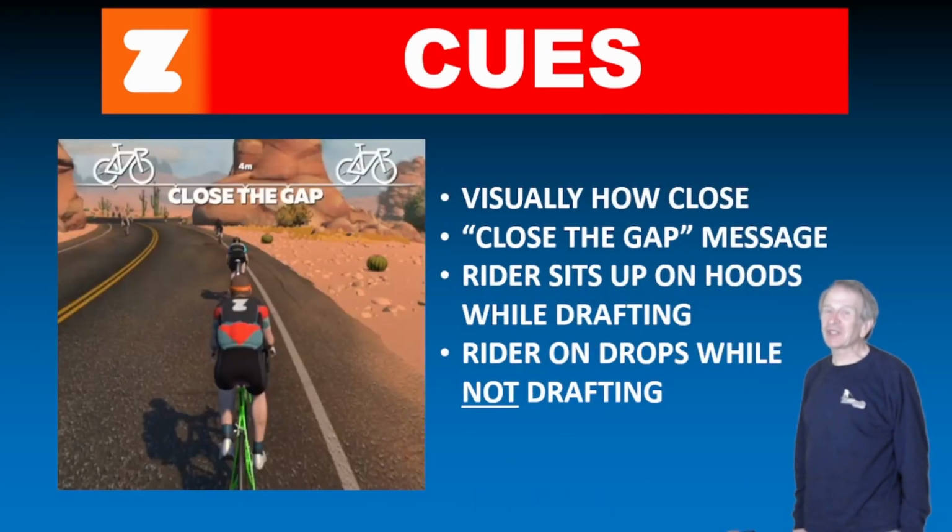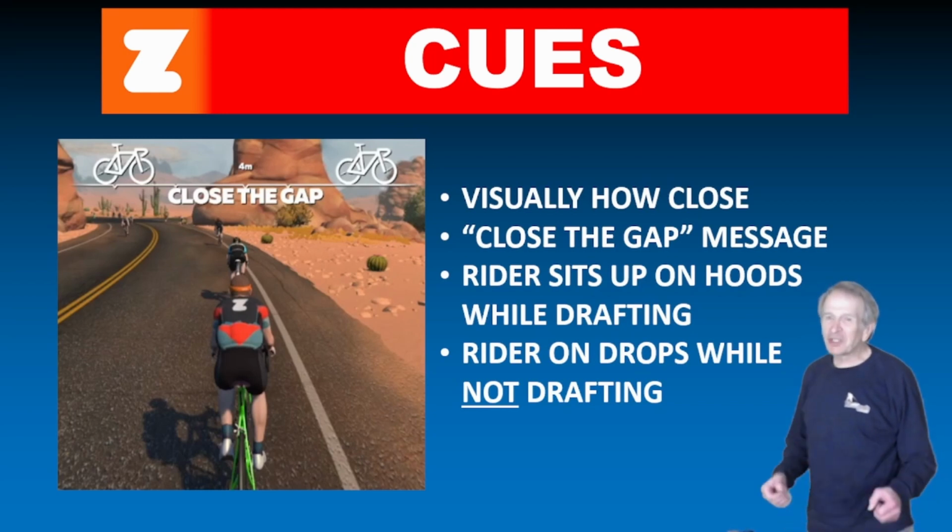Now, to draft effectively, you have to depend on visual clues. So just look at how close you are to the rider in front of you. If the gap gets too big, you'll get the message, close the gap. To know whether you're in the draft or not, look at your avatar.